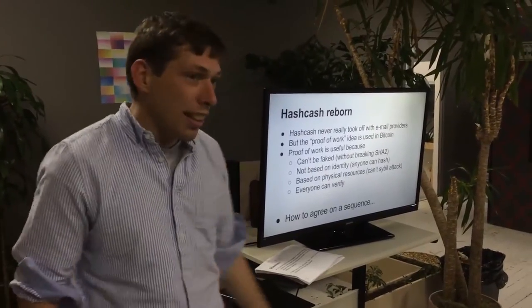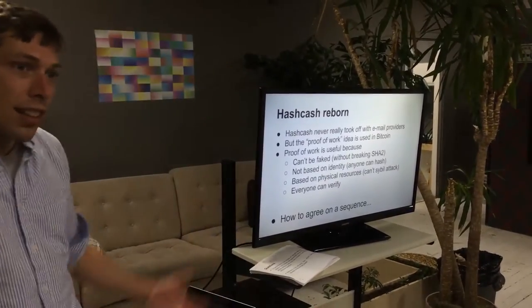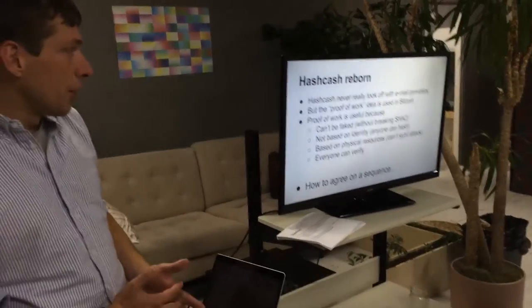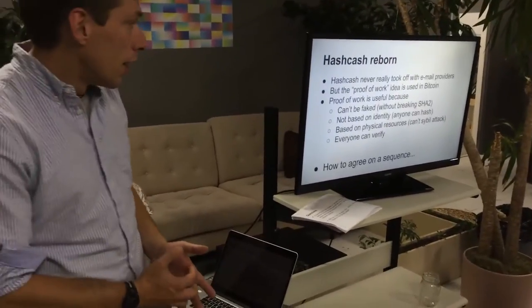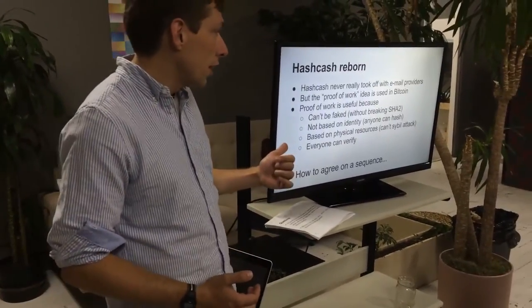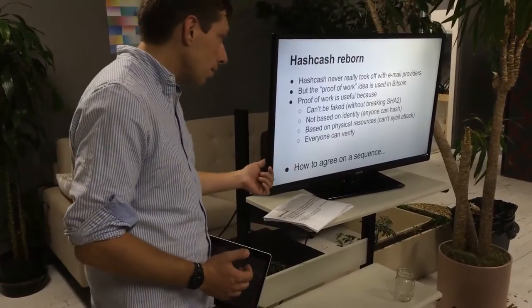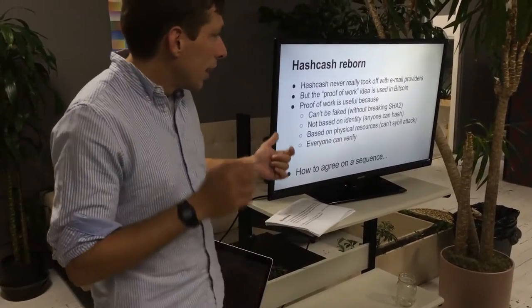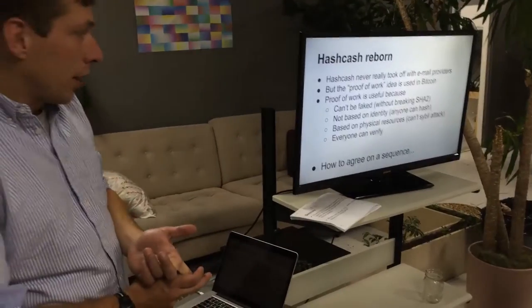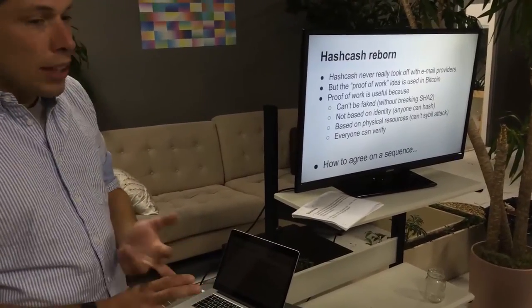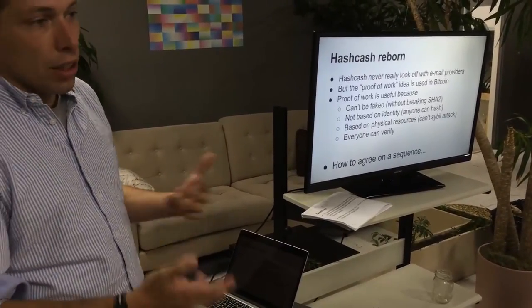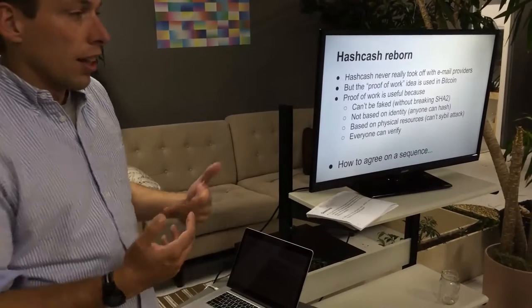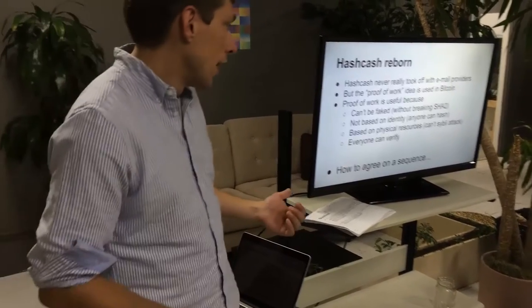So it didn't actually take off. I don't know why. It never really got off the ground. No one ever really used Hashcash. It was a cool idea, though. But the idea of a proof of work is used in Bitcoin. So the proof of work is useful because it can't be faked unless you somehow break SHA-2. There's no identity involved. You don't care who's sending what. It's just everyone can compute this the same.